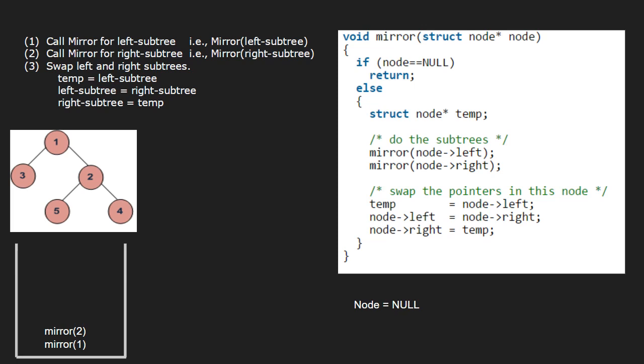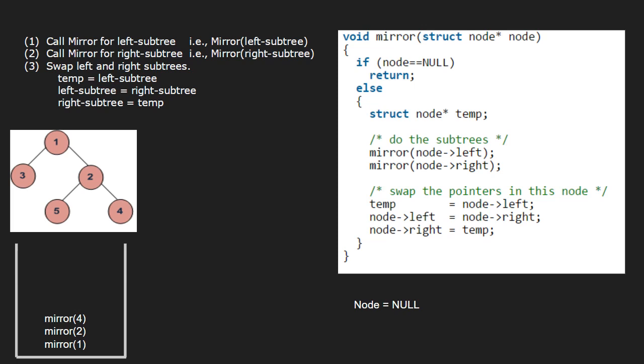Now, we pass the right child of node 2, which is 4. So, node will now point to 4. Again, since 4 is not null, we enter the else part. Now, we pass the left child of 4, which is null. Since node is null, we return to the call stack. Now we move on to the right subtree of node 4, which is also null. Since node is again null, we return to the call stack.